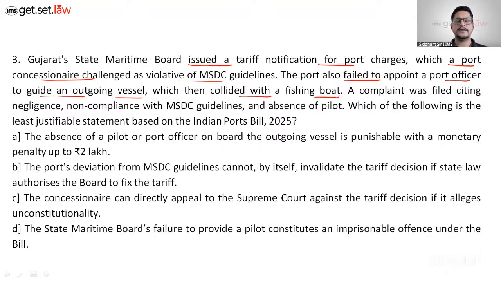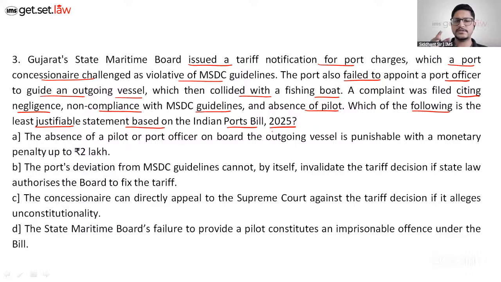Okay. Now they are saying a notification was issued for port charges. The concessionaire has challenged because it is violative, and later on he took up his own port, and there was no officer, and the outgoing vessel collided with the boat. So there is some incident which happened where there was no port officer. A complaint was filed citing negligence, non-compliance with the guidelines, and absence of a pilot. But he raised that these guidelines are violative. Which of the following is the least justifiable statement based on the Indian Ports Bill?